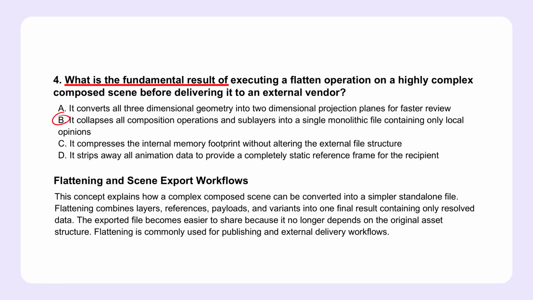Exactly. But this sounds like a one-way street. Once you flatten it to a JPEG, you can't unflatten it to, like, tweak the lighting on layer 4. Right. It is completely destructive to the structure. When you execute a flatten operation, the system evaluates all those complex composition arcs we discussed earlier, decides who wins every argument, and bakes the final result down into one single monolithic file. Wow. The entire dependency structure is just gone, leaving only the final resolved local opinions.